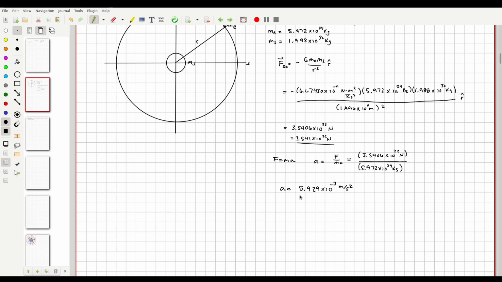A very, very tiny amount of acceleration. But it's a tremendous amount of mass, and the orbit itself is so big that it really doesn't require a whole lot of acceleration to keep it on this path. All right.